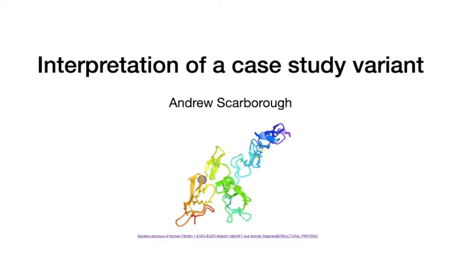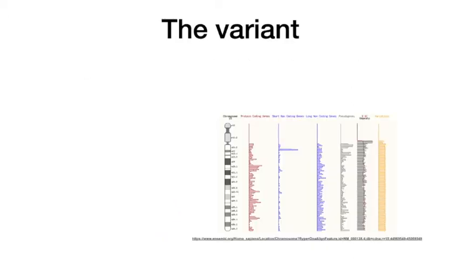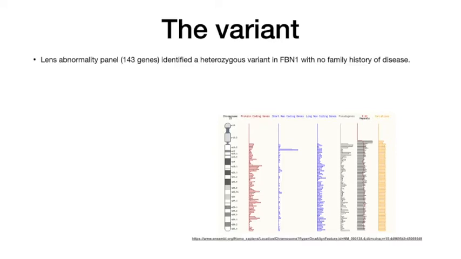Here is my interpretation of the case study variant. Results of a lens abnormality panel provided us with this clinical variant to analyze and interpret. It is a heterozygous variant in the FBN1 gene.